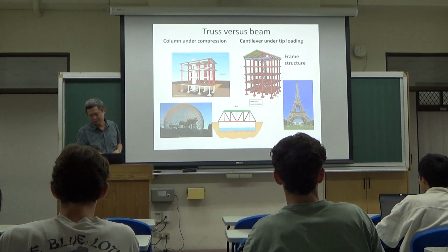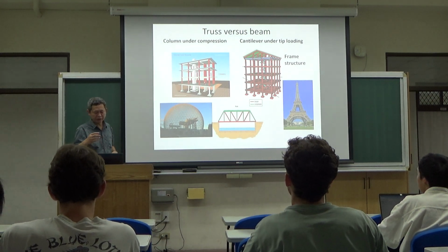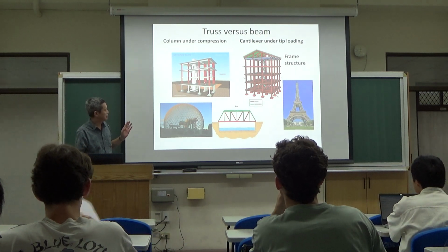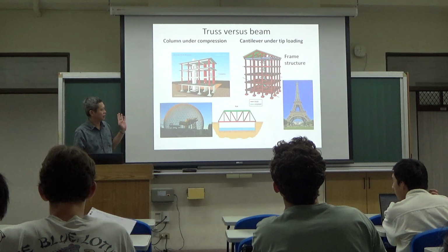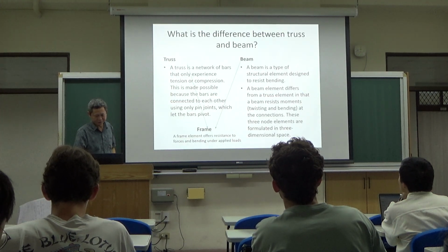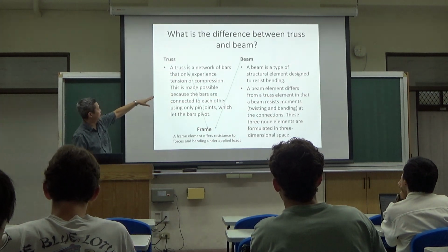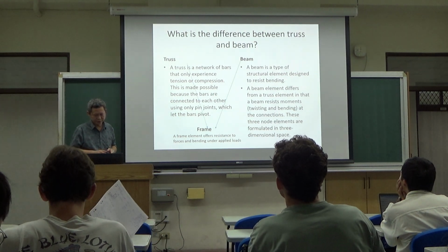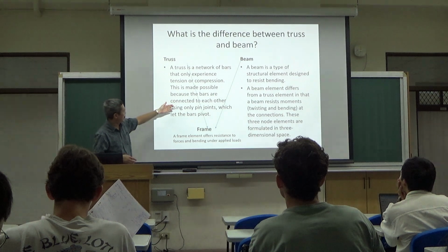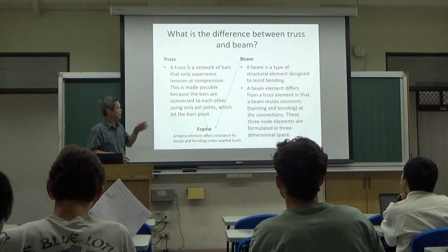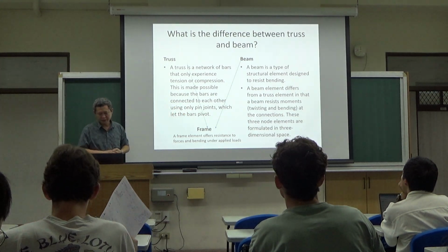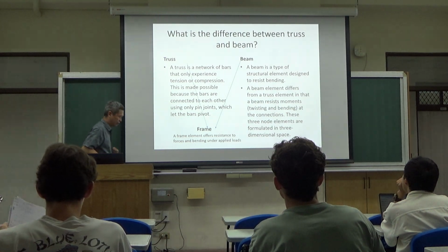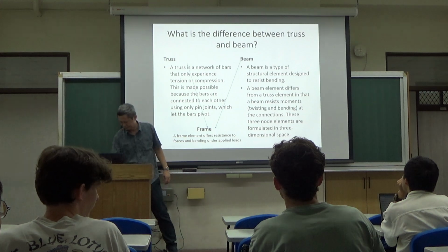So in this case, you're going to have the beam element. Even though the structure looks alike, the beam element usually will undergo lateral bending. So you can see that a truss is a network of bars that experience tension and compression, with the ends being pin joints. On the other hand, the beam is the element that resists bending. For example, let me draw.